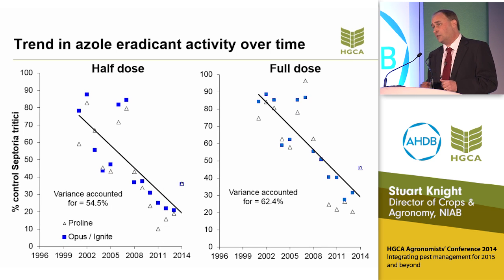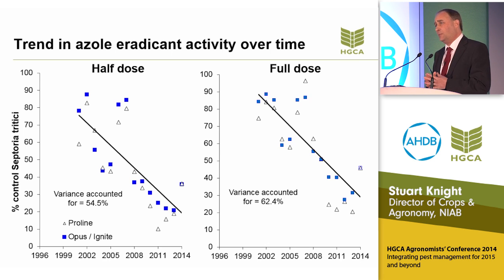Now we can put the similar data on an eradicant chart. So this is exactly the same, but now looking at eradicant activity, our half dose and our full dose data. Again, we've plotted a single line through both the azole products, no justification for two different lines. Now, what I want to point out here is this. So this is the 2014 eradicant activity at half dose and full dose. There's actually 2 points there because the Proline and Opus Ignite values are on exactly the same place. The level of control, remember, in eradicant was exactly the same in 2014. But you will also notice that it sits above the line. And you may be wondering, what's going on there?